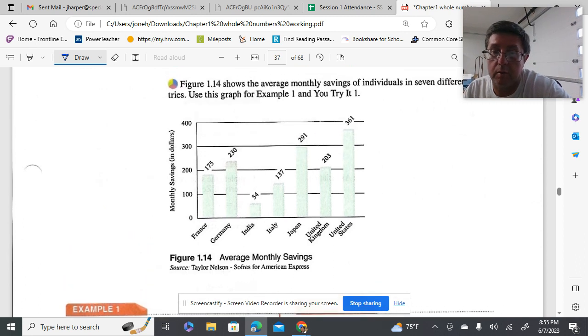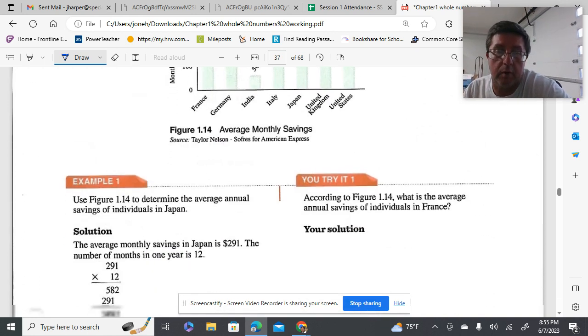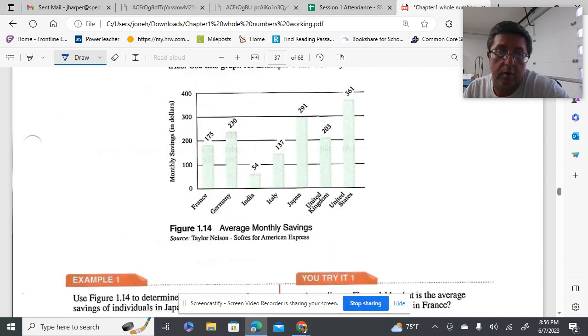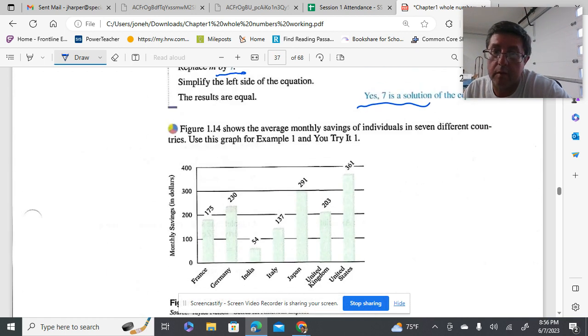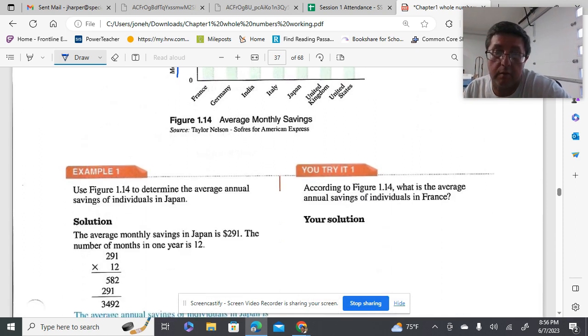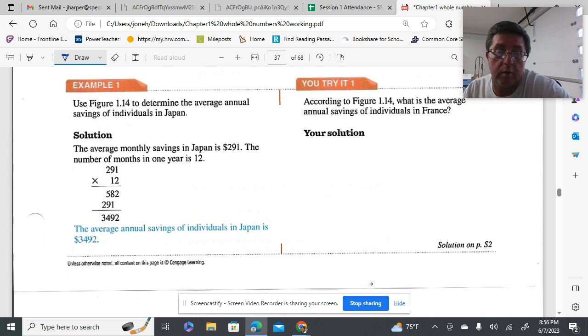So we go to Japan, they have quite a bit of savings, $291. So is that a month? Individual savings, 7 countries. Use the graph. Oh, yep, there it is. Monthly savings. So, in Japan, they save $291 a month. Now, there's 12 months in a year, so we just take 12 times 291.